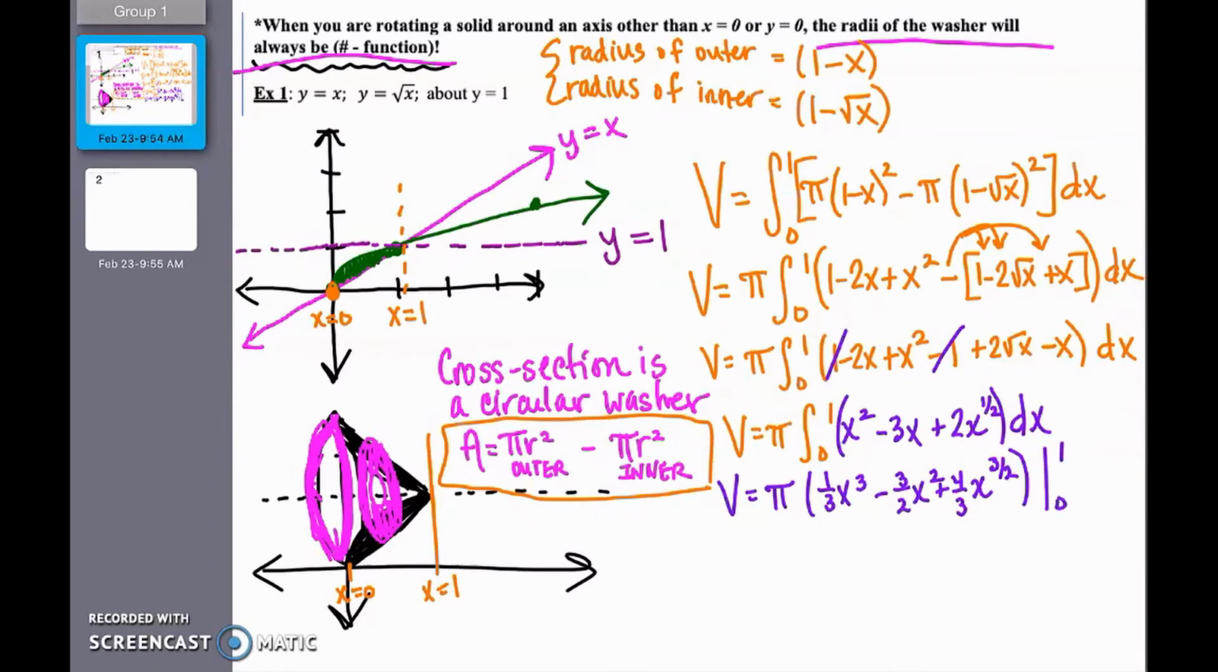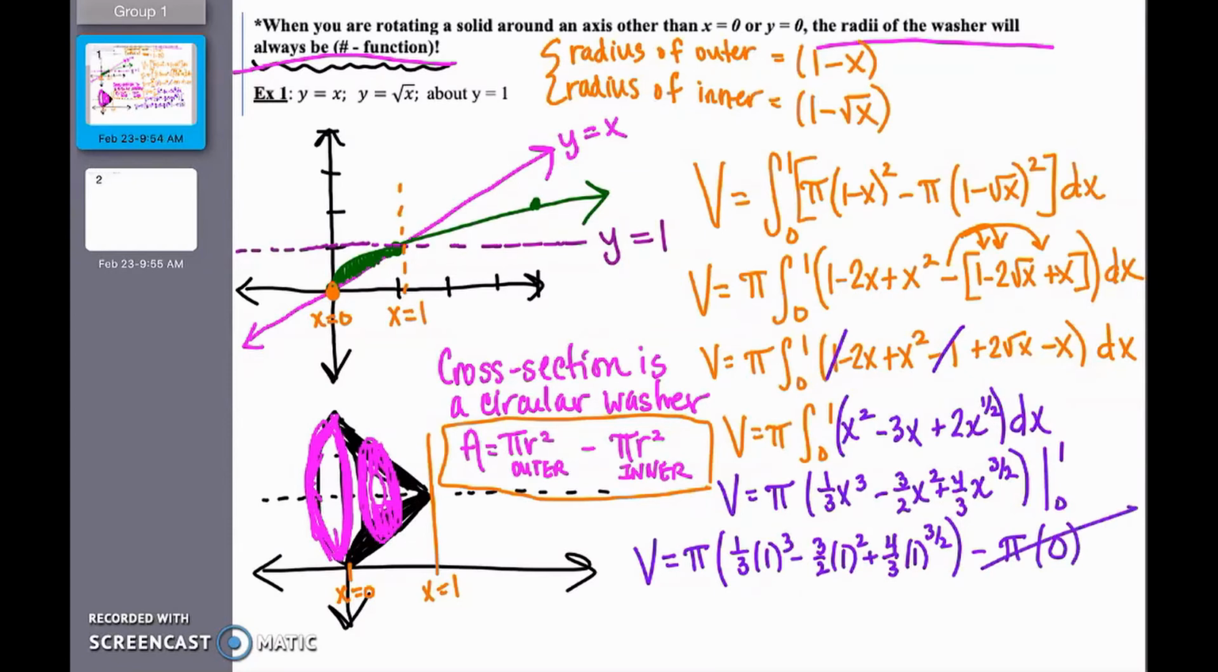So now I just plug in my 1 and I plug in my 0, knowing that 0 is going to cancel out, right? So my volume is going to be equal to pi times 1/3 times 1 cubed minus 3/2 times 1 squared plus 4/3 times 1 to the 3/2 minus pi times, and when I plug 0 in for my variables, that's just going to disappear, right?